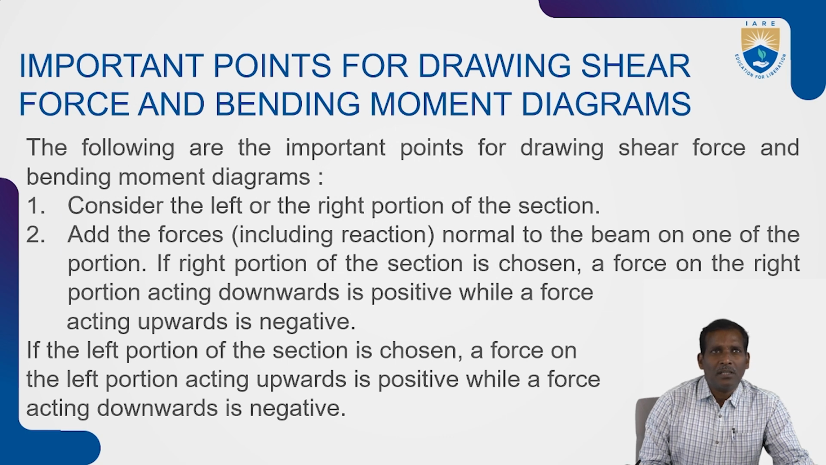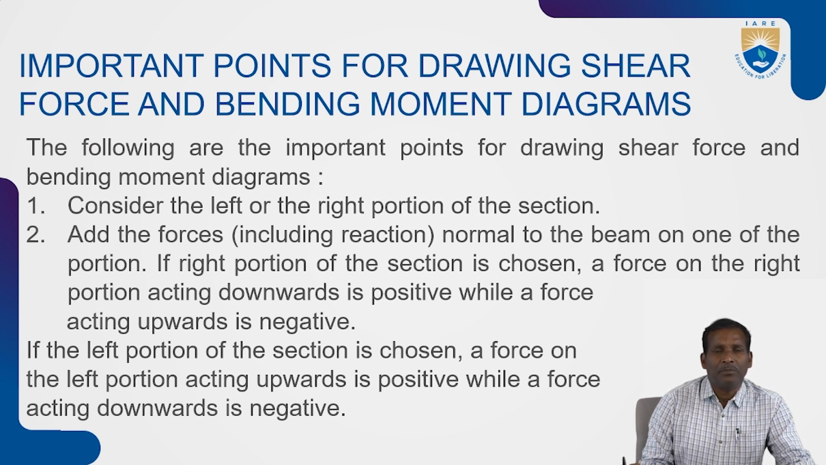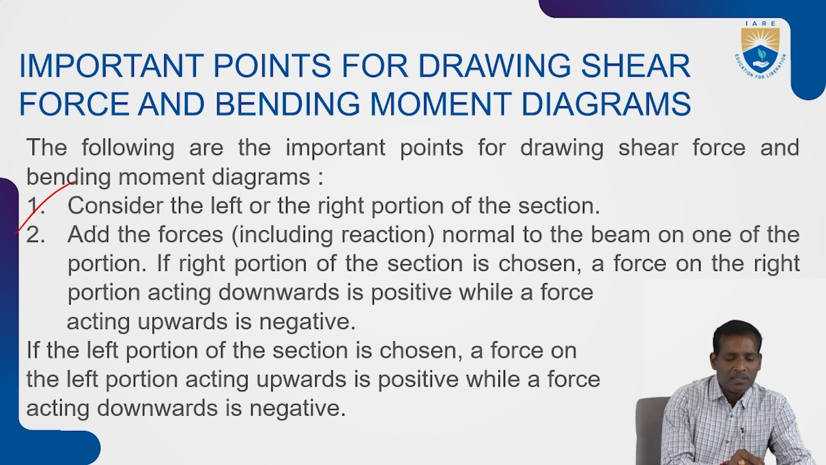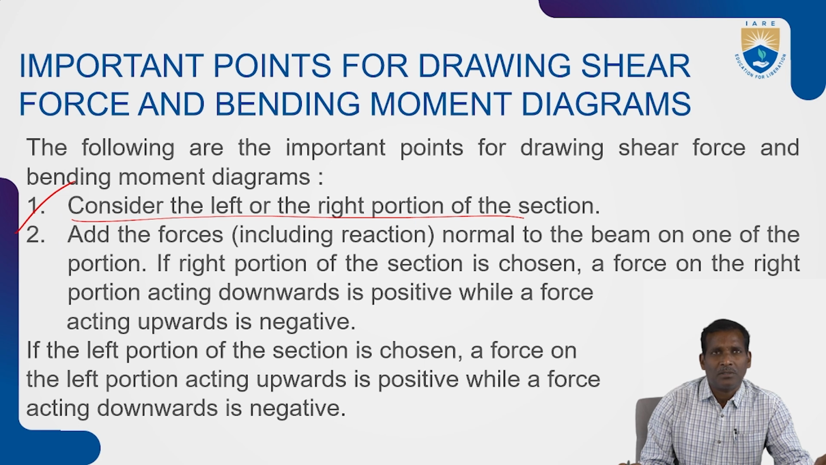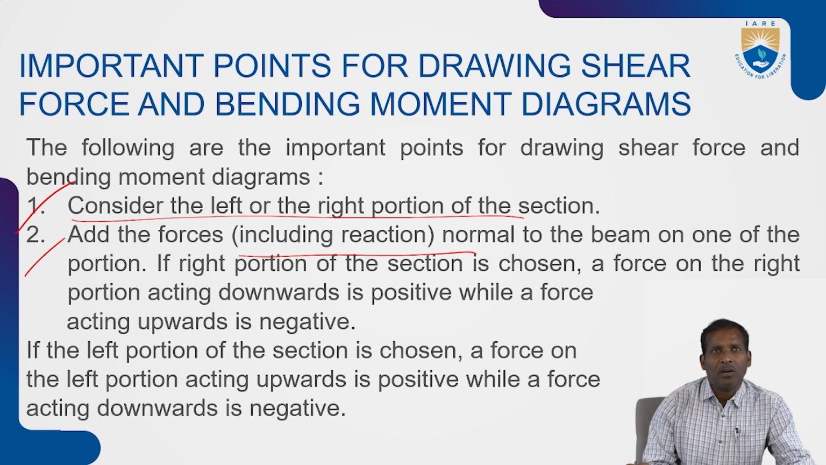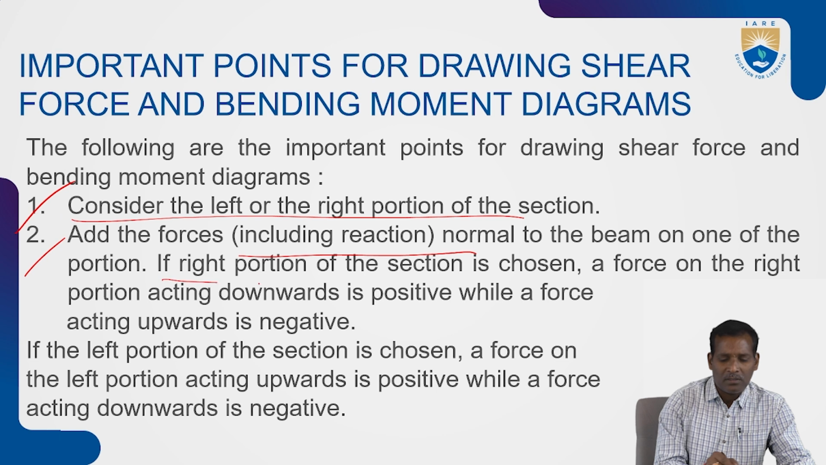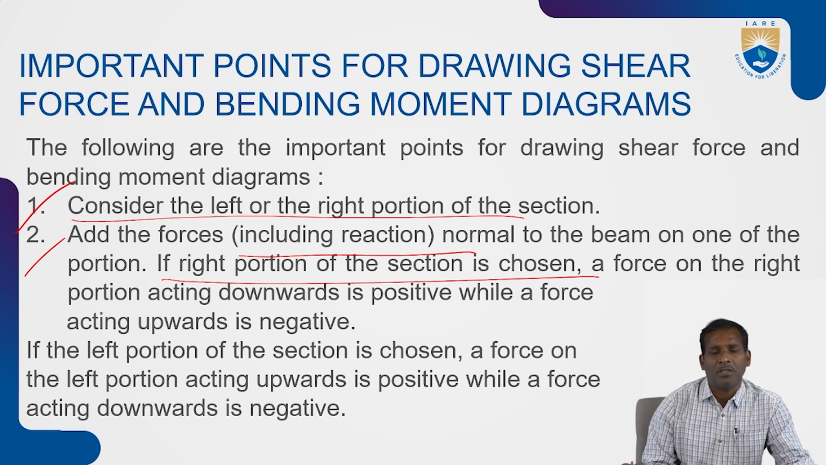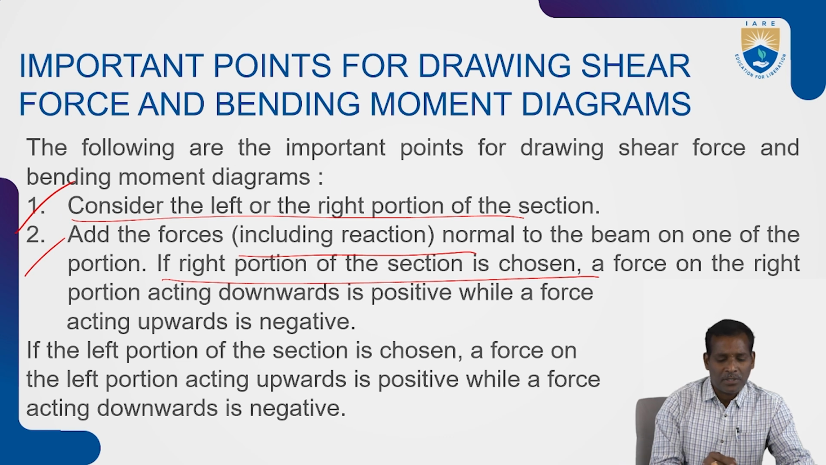So for every beam, every shear force and bending moment diagram, of any type of beam, the following points are very important for drawing shear force and bending moment diagrams. One is to consider the left or the right portion of the section. First, you have to divide the beam into two portions and then consider the left side or right side of the section. Add the forces, including the reaction force, normal to the beam on one of the portions. If the right portion of the section is chosen, a force on the right portion acting downwards is positive, while a force acting upwards is negative.